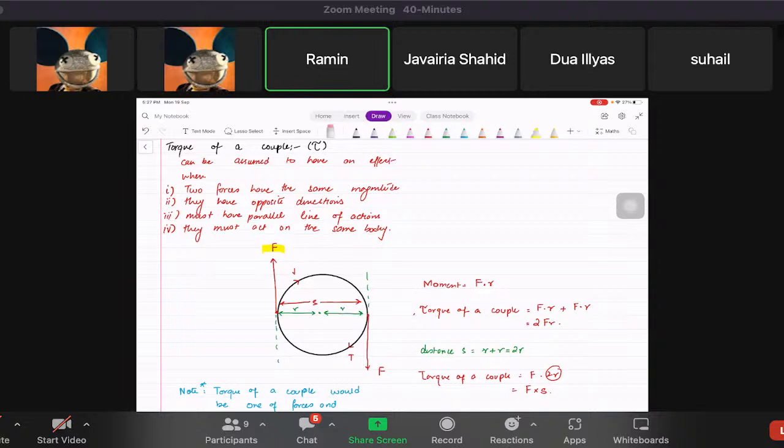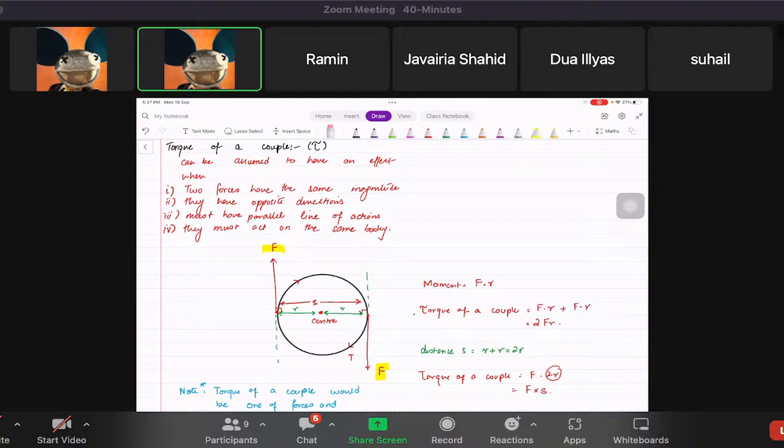You realize that if this is the center, then about this center, this force has a perpendicular distance r, and it is turning it in the clockwise direction, right? And the other force, this one, is also trying to turn it in the clockwise direction, and the perpendicular distance is also r. So what is the moment? Moment from O levels we know is force times perpendicular distance, right?